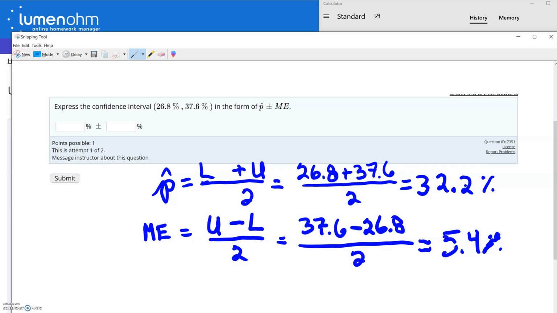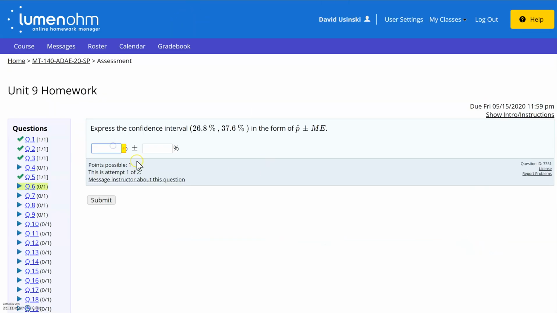All right, so let's put the answers in and see how we did. 32.2 and 5.4. Notice the percent signs are here, so we don't need them. 32.2 and 5.4. And let's check this response.